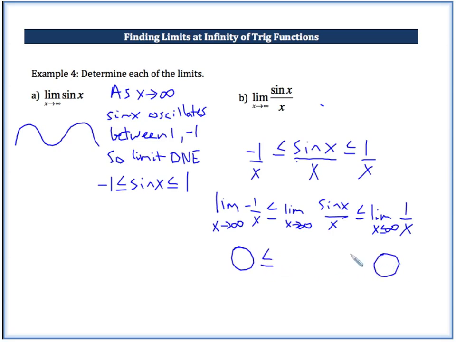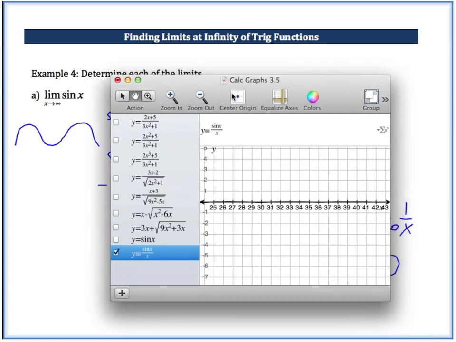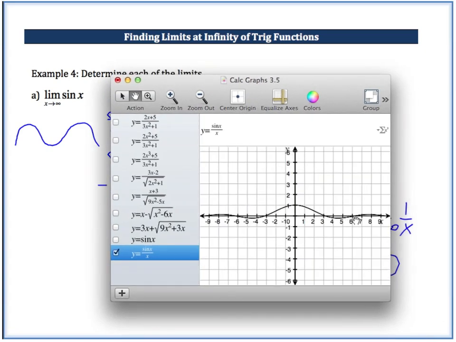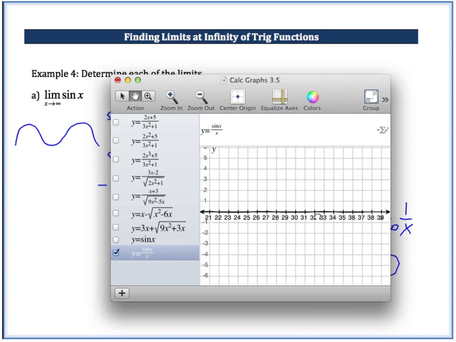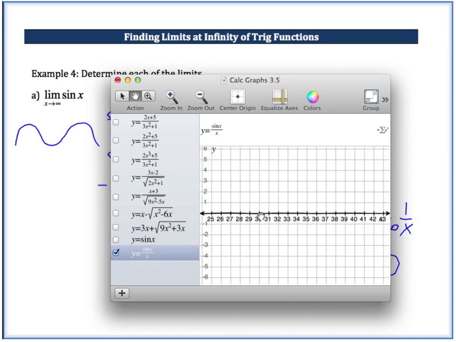So if we think about this, it's kind of a weird thing. We know the limit as x approaches infinity of sine x over x has to be greater than or equal to 0 and less than or equal to 0, and so we know this limit actually equals 0. So let's take a look at this graph and verify that that is what's happening. So here is our function, and you can see it's oscillating back and forth, but it is getting closer and closer to 0 as we get closer to x equals infinity.